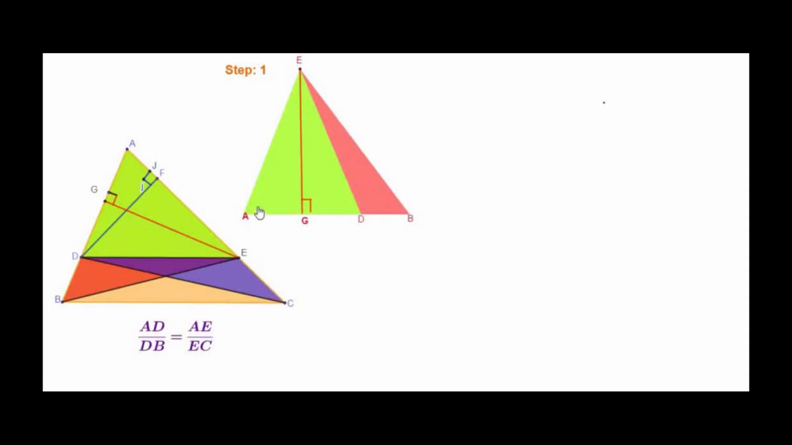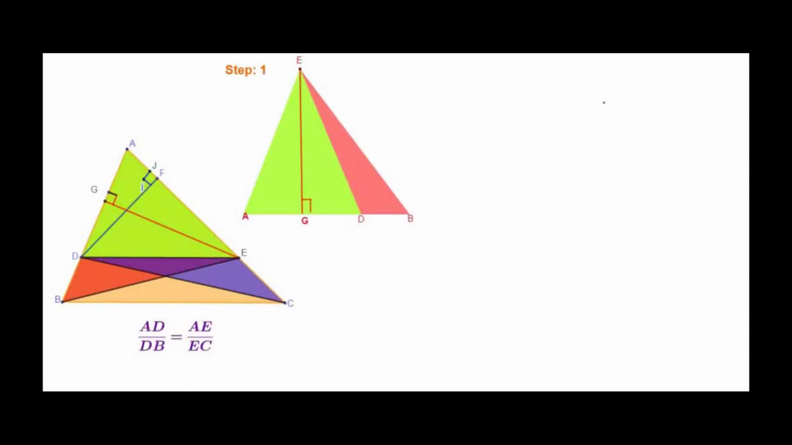Now area of the triangle ADE by triangle BDE. Observe that EG is the height for the triangle ADE and also for BDE, as you can see that BDE is an obtuse angle triangle and its height lies outside the triangle.